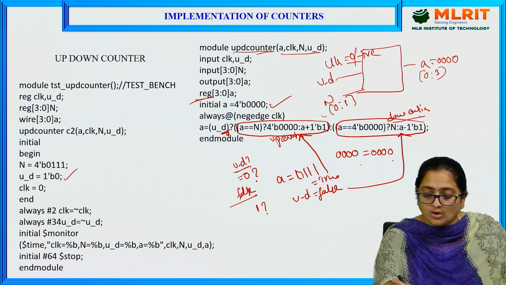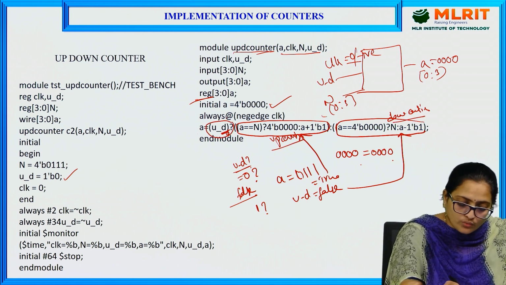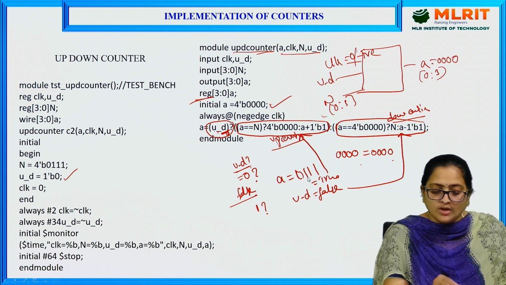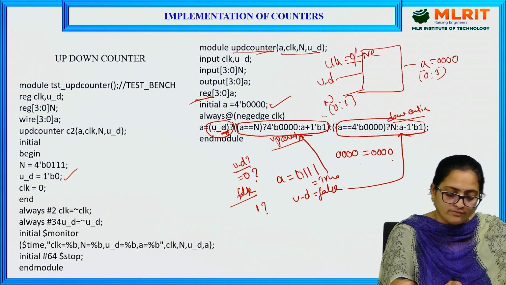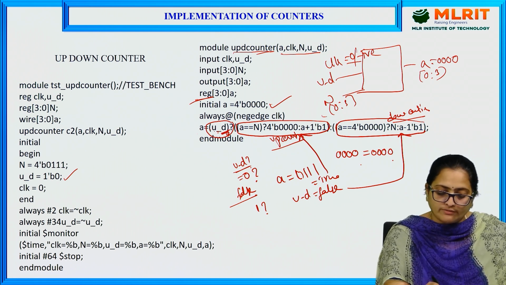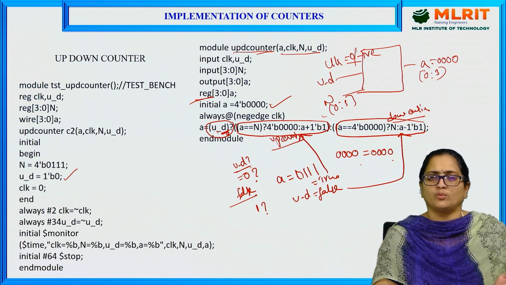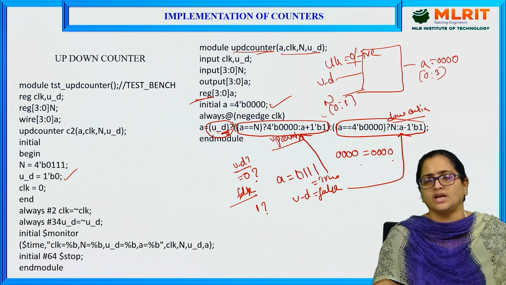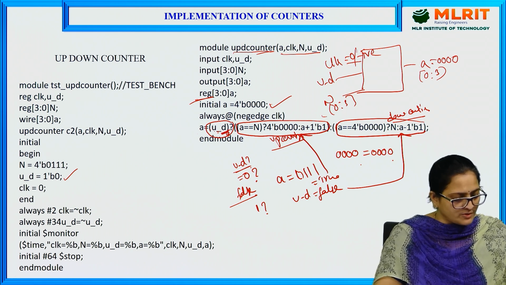But this down counting and up counting will be done by the condition, that is u_d. If u_d is 0, it represents false and it produces a down counting. And if u_d is equal to 1, it says that it is true, so it performs an up counting. So this is how you can write a Verilog code for both up counting and down counting using a ternary operator. And the same has been given here, the dispatch code has been given.